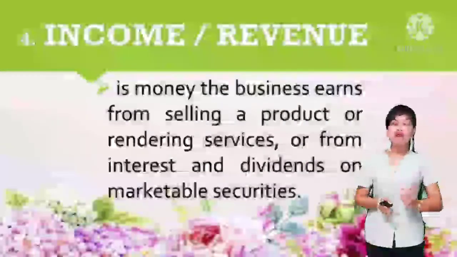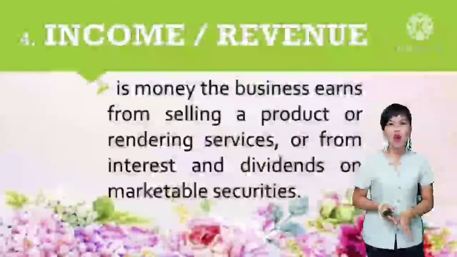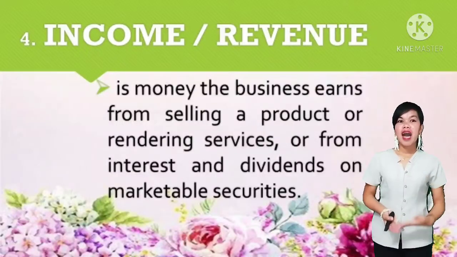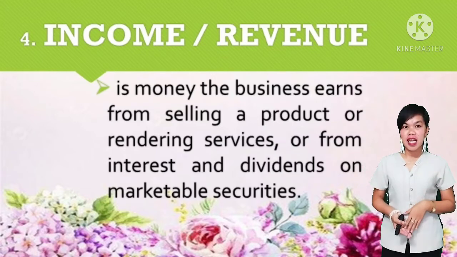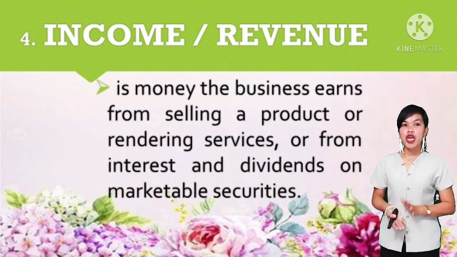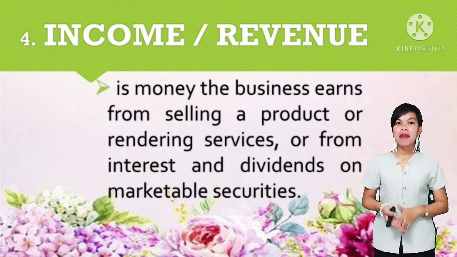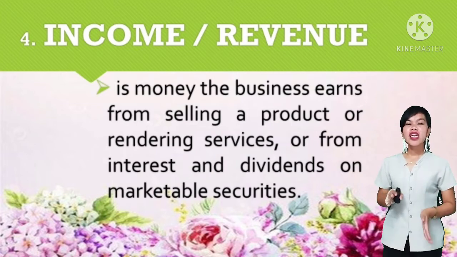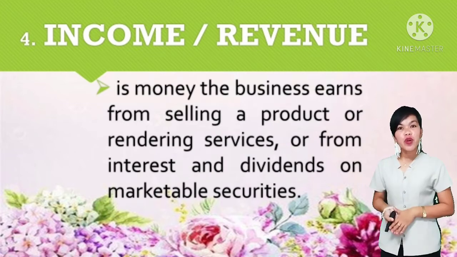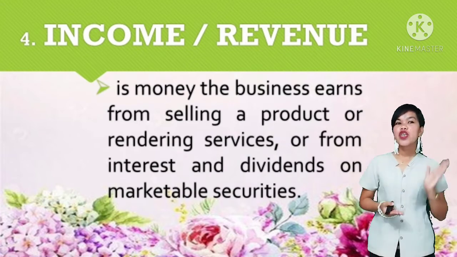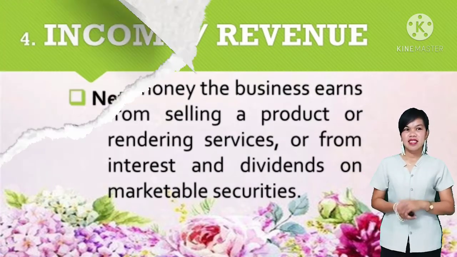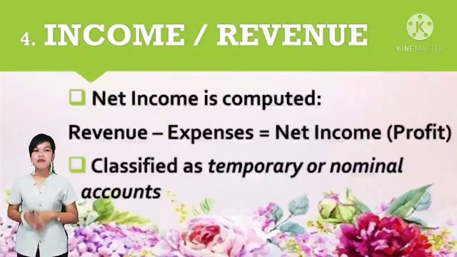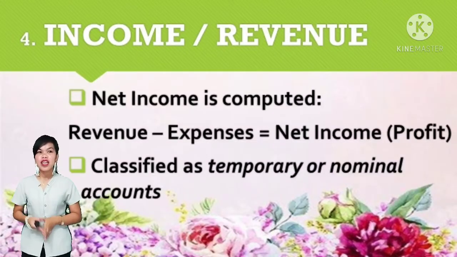The fourth type of major accounts is income or revenue. It's money the business earns from selling products or rendering services, or from interest and dividends on marketable securities. Other names for income are revenue, gross income, turnover, and the top line. Net income is computed as revenue less expenses equals net income, or profit, or net profit.